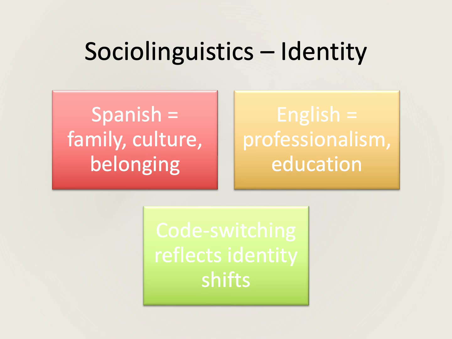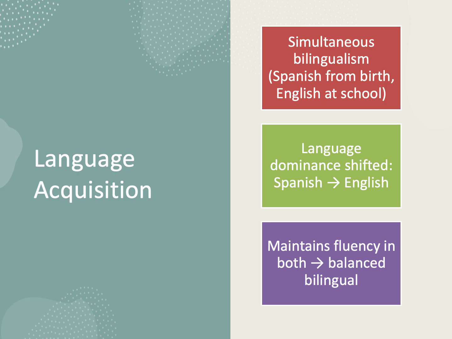José grew up as a simultaneous bilingual, meaning he was exposed to Spanish from birth at home and then picked up English once he started school. Over time, his language dominance shifted. Spanish was stronger when he was younger, but as he moved through school and work, English started to become the dominant language. Even with that shift, he's managed to keep fluency in both languages. That makes him what's called a balanced bilingual, someone who can comfortably communicate in both languages depending on the setting.